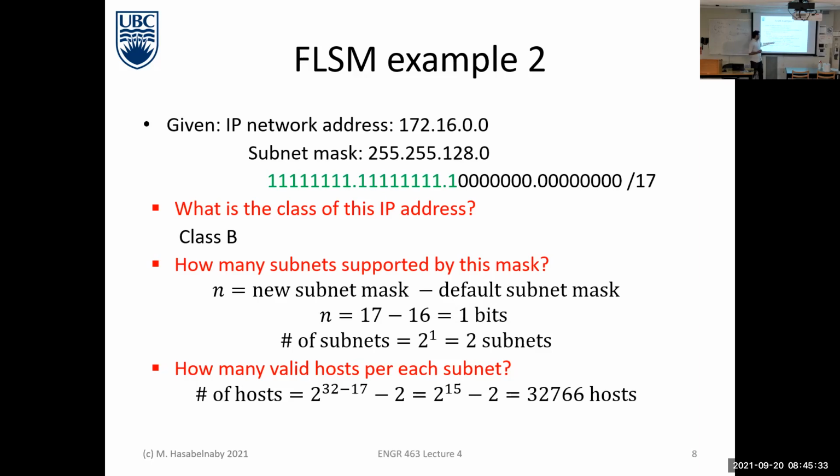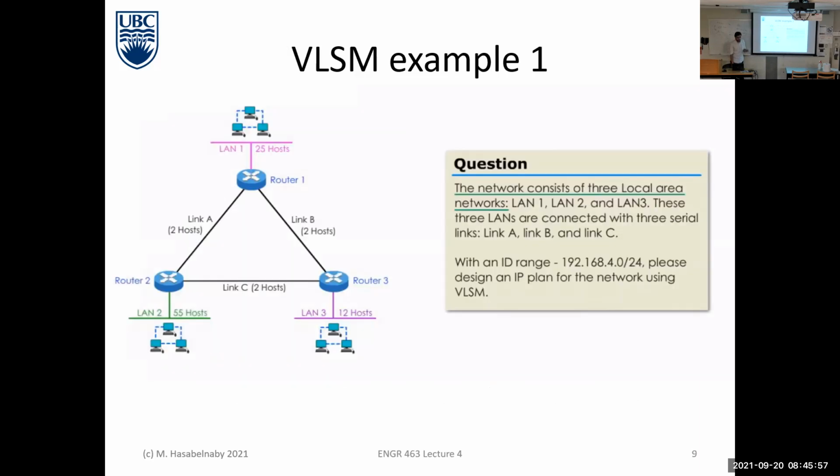So the number of subnets that we can serve is 2 power 1, so we can serve 2 subnets. And for the number of hosts, we have 15 bits for the host, so 2 power 15 minus 2, so you can serve about 32,000 hosts per each subnet, okay? This is an example for the fixed length subnet mask. In the next lecture, we will discuss together the variable length subnet mask, okay?